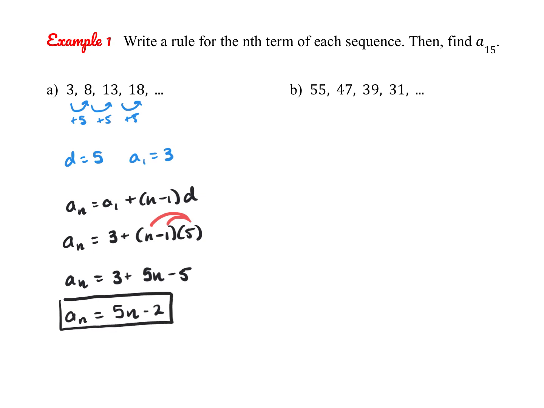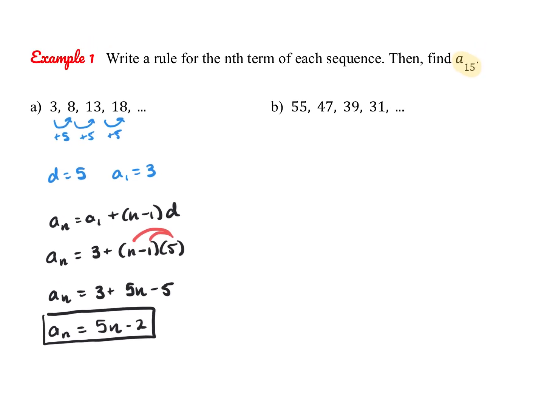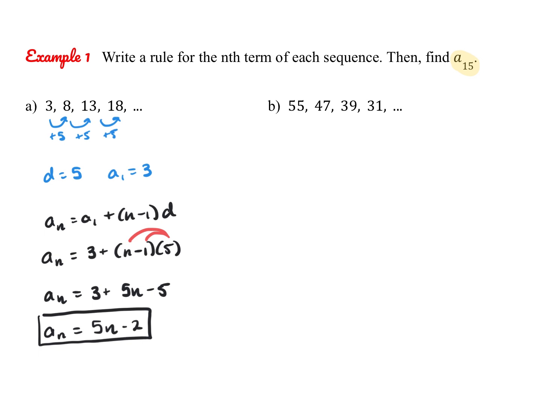So now that we have the rule for the nth term, you'll notice there's a second piece to this direction. Find a sub 15. Now when I see the phrase a sub 15, what this means is the 15th term, or the term when n is 15. And remember that n is the relative position in our sequence. So that's why it's really nice to be able to make a rule. Yeah, we could probably list out the sequence until we get to the 15th term. That probably wouldn't take us too long, right?